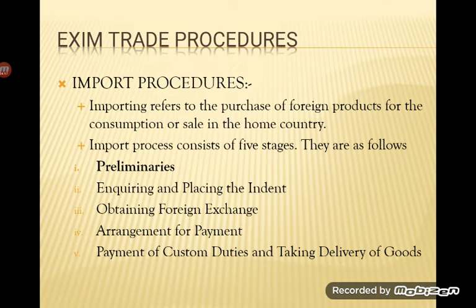Once he searches for a prospective exporter, he has to send an inquiry and send the indent, stating how much of what commodity he is willing to buy, at what price he is willing to buy, and what quality he is expecting when he is importing the commodity. All those details are called the indent. He has to place an indent with the exporter. That is the second stage.